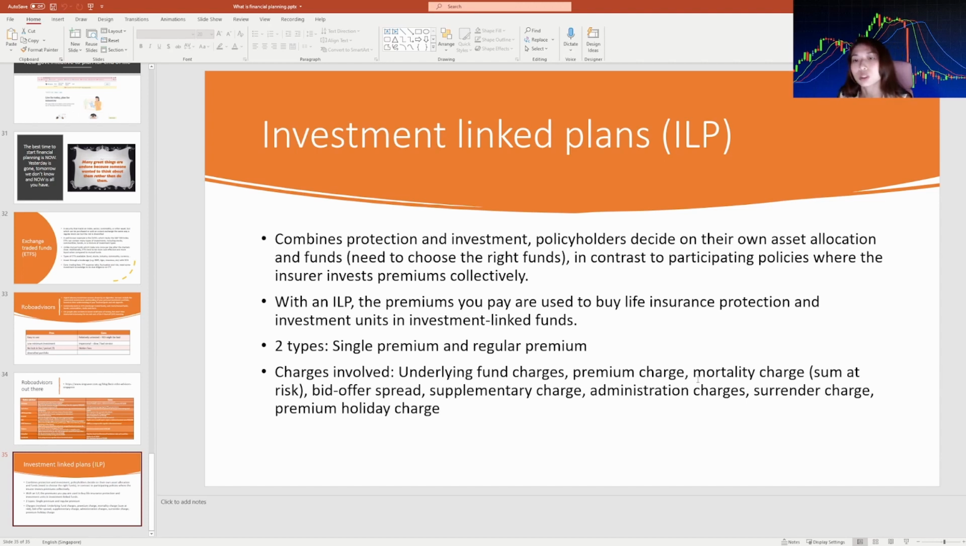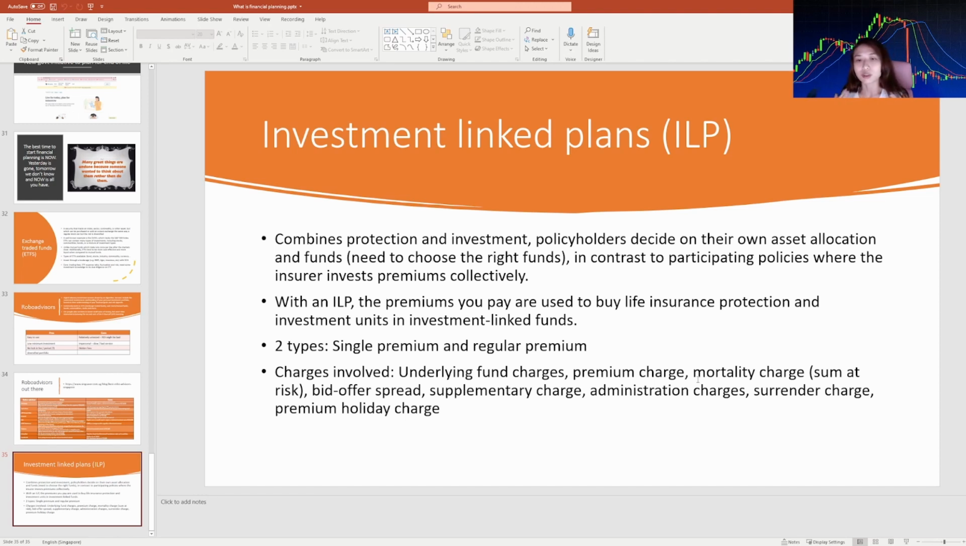So as a policy holder, you can decide on your asset allocation and what funds you want to invest in. So you also need some investment knowledge because you need to choose the right funds to invest in. Alternatively, your advisor can advise you on what funds to invest in, but that's their opinion. You better invest in something that you believe in, then you will be willing to hold it for the long term.